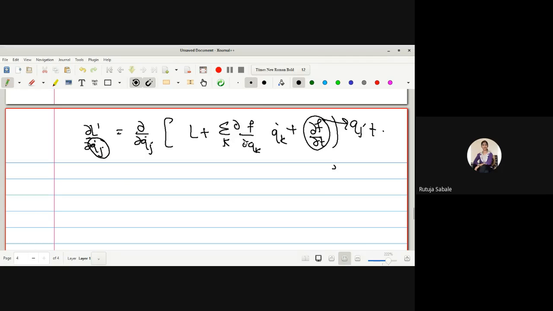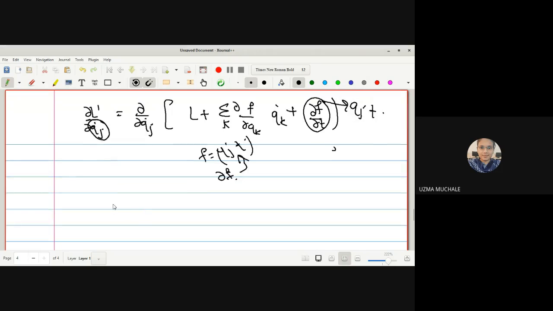Hello? Yes, ma'am. So dou f by dou qk, it is also 0, na. Here your derivative, suppose f is a function of qj and t. What will be dou f by dou qk? It is also a function of qj and t. So hence for finding the derivative, what we have to do? We have to keep the first term. No doubt there is no change in the first term. First term will be same. Plus we have to write down this summation over k dou f by dou qk will be as it is, correct? And now we have to find out the derivative of qk dot with respect to qj dot, correct?